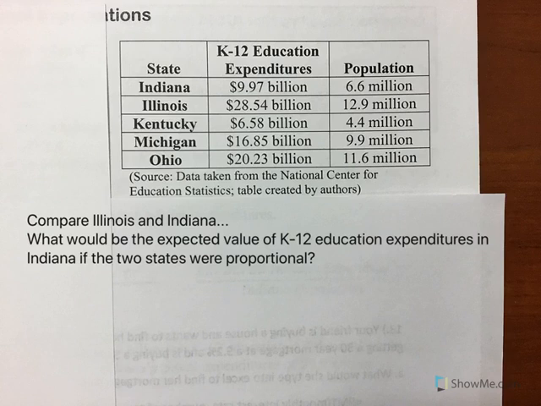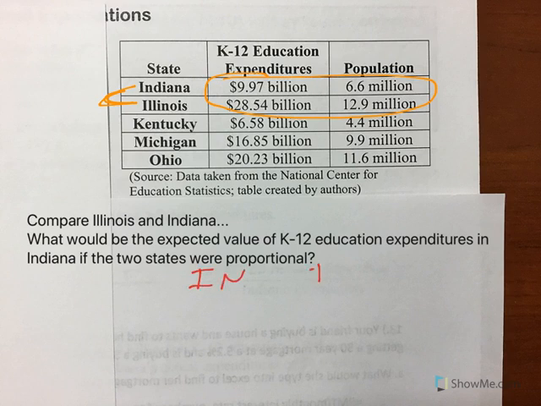All right, we're going to play some more of the what if game and proportions. So for this particular example, we are going to compare Indiana and Illinois. So we're going to look at these two states. So you can see we are given 4 pieces of information already. But what would be the expected value of K through 12 education expenditures in Indiana if the two states were proportional? All right, so think about this.